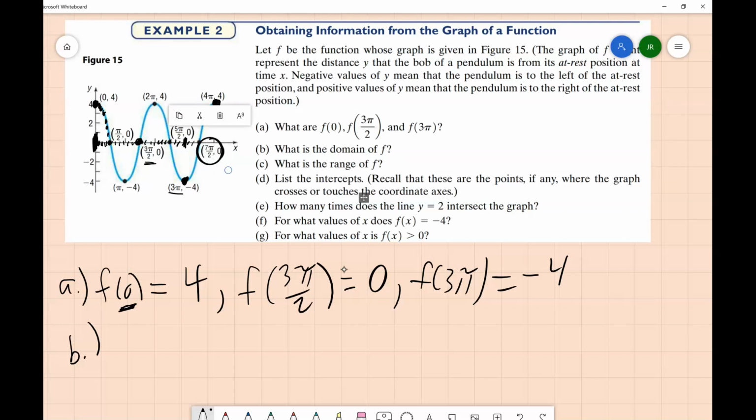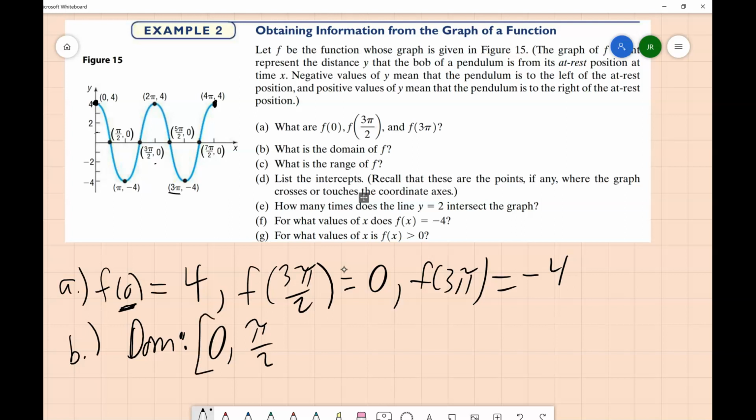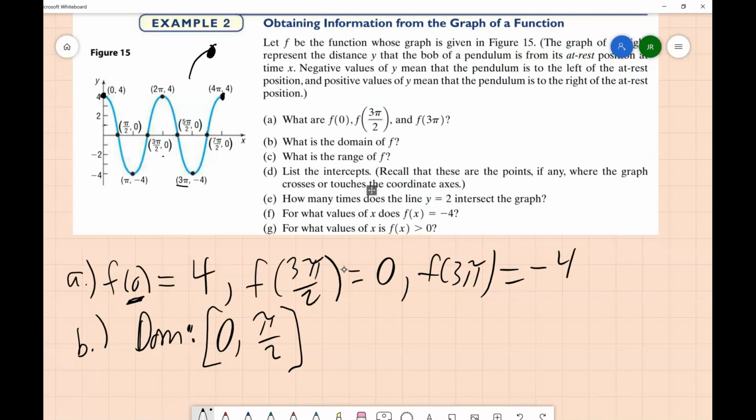Okay? So that's our domain. Our domain is from 0 to 7 pi over 2. Would those two values be included? They would, because they have closed circles. They have filled in dots at those values, meaning that it actually hits that value. If those dots were open circles, if it came to a point like this, you would know that that number would not be included. But when it comes to a point like this, and the dot is a filled in dot, then it is included.